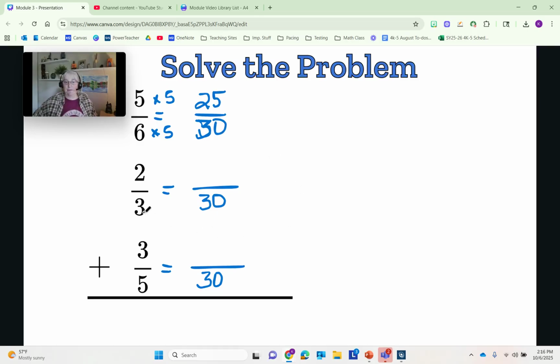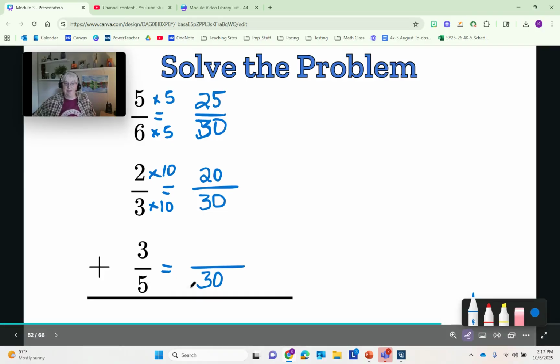Next, to get from 3 to 30, we multiplied by 10. Whatever you do to one part of the fraction, you have to do the other part the same to keep it equal. 2 times 10 is 20. And if you use your powers of 10, 2/3 is the same as 20/30. It makes sense. Last one.